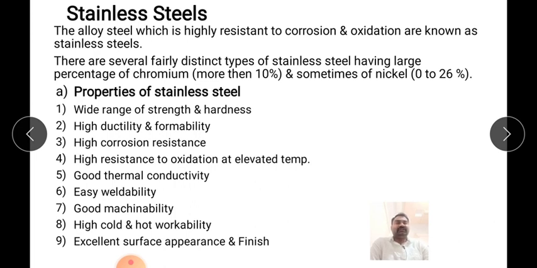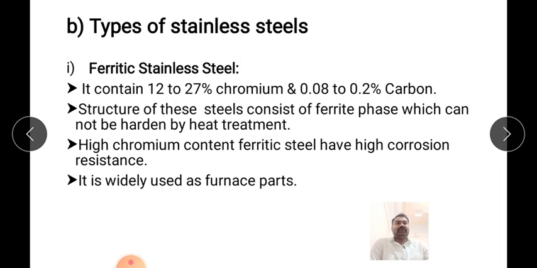And excellent surface finishing is obtained. Excellent surface finishing is possible in case of the stainless steel. Okay, so this is nothing but the stainless steel and its properties. Okay, then types of stainless steel. What are the different types of stainless steel?